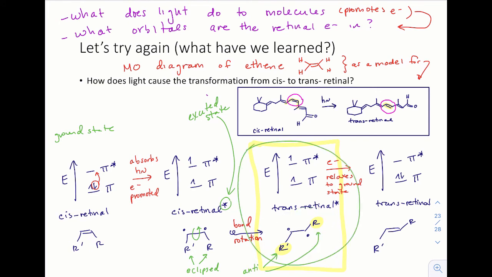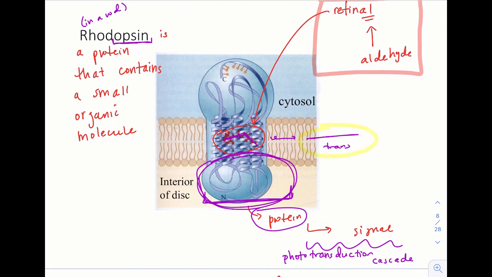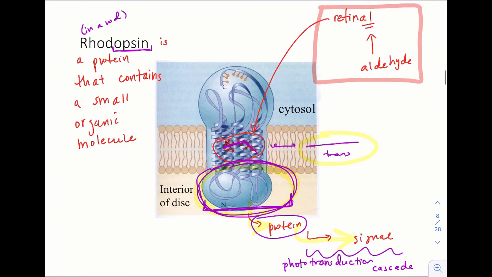From the excited state of trans-retinal, the electron from pi star can relax back into pi to yield ground state trans-retinal, as represented here, right? That was the goal. How is cis-retinal converted into trans-retinal? And then, as we discussed 45 minutes ago, trans-retinal causes this conformational change in the rhodopsin, which causes a change in another protein, which does the phototransduction cascade, and bang, your brain gets a neural signal that light is present.